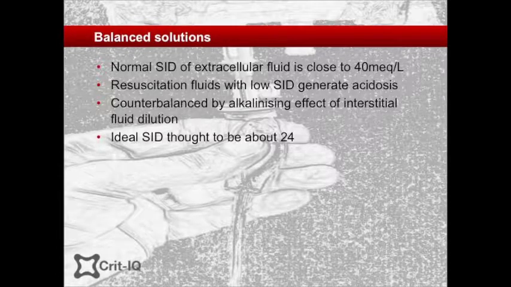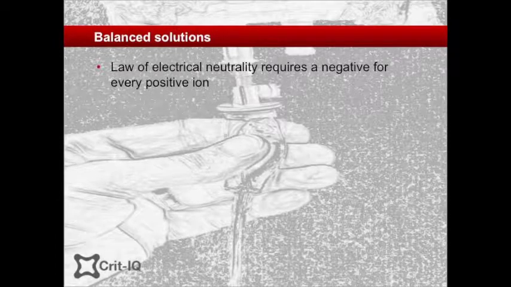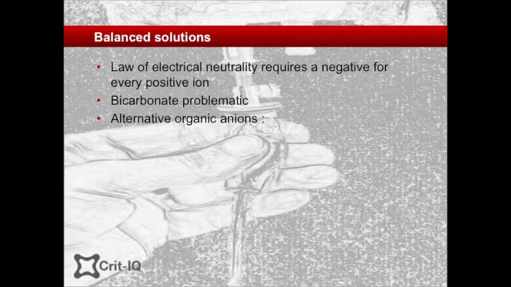Therefore, the ideal SID of a resuscitation fluid to maintain a static pH is actually 24 milliequivalents per litre. However, electrical neutrality requires each positively charged ion to be offset by a negative one. Thus, reducing the chloride concentration in a resuscitation fluid while maintaining the sodium level requires the addition of a negatively charged ion. Bicarbonate would be ideal, but is problematic for various reasons, and it is harder to manufacture and distribute. Alternative anions are therefore required.